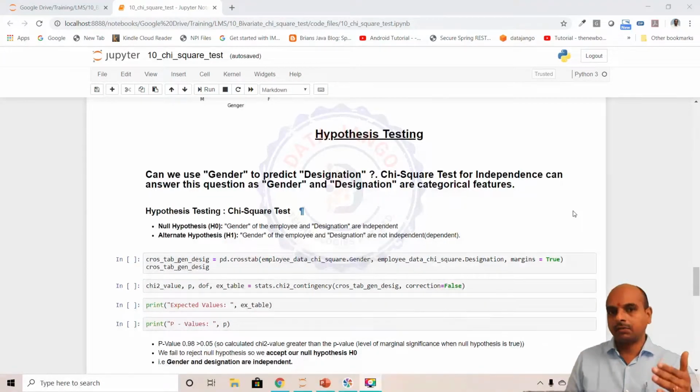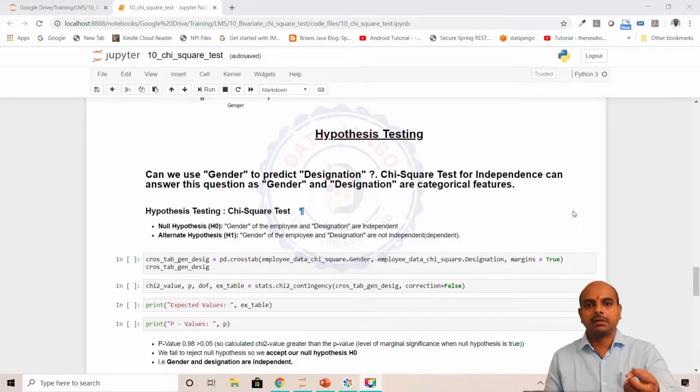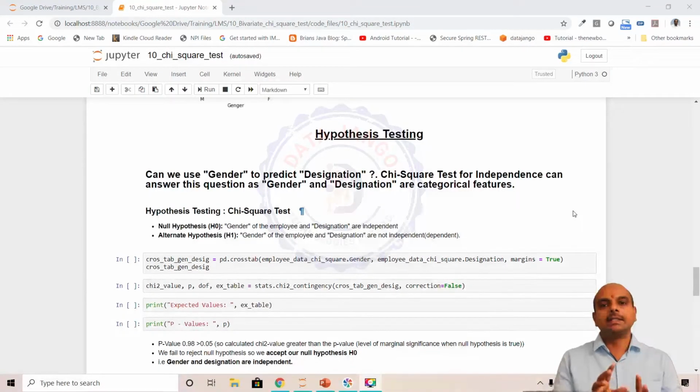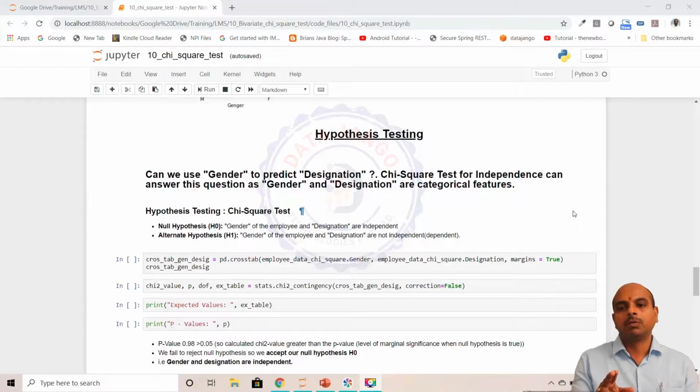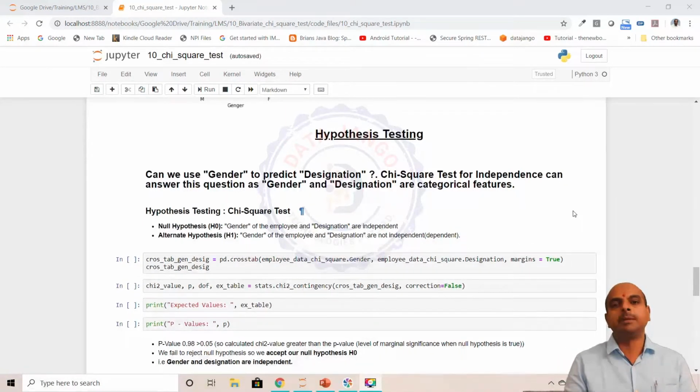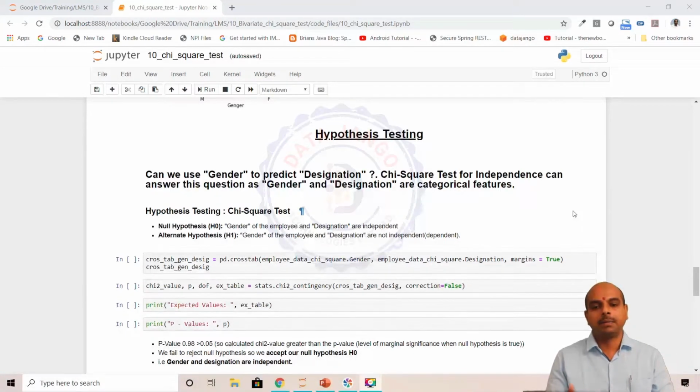Now previously what we did was, with bar chart we did some data analysis. Now we are doing hypothesis testing to understand the dependency between gender and designation. Gender and designation are categorical columns, so to understand the dependency or relationship between these two, we need to do chi-square test for independence. Whenever we say hypothesis testing, there will be a null hypothesis and an alternate hypothesis. The null hypothesis here is gender and designation are independent. The alternate hypothesis is gender and designation are dependent.